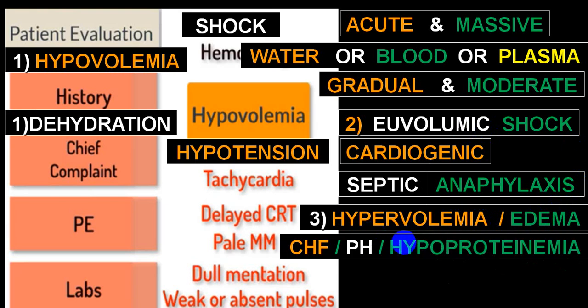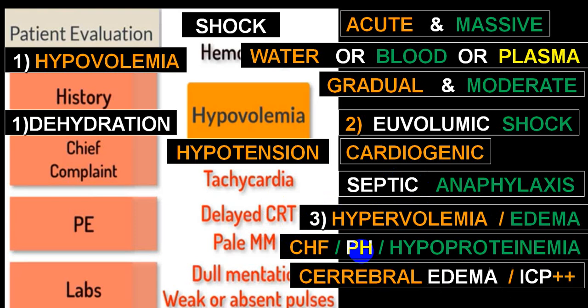Classical example, hypoproteinemia, congestive heart failure, pulmonary hypertension, portal hypertension, cirrhosis of liver, that group. And good number of times, person with hypervolemia can have cerebral edema and raised intracranial pressure. In that, selection of a fluid will be very, very important. You cannot give 5% dextrose. And person is overhydrated, either because of IV fluid overload.